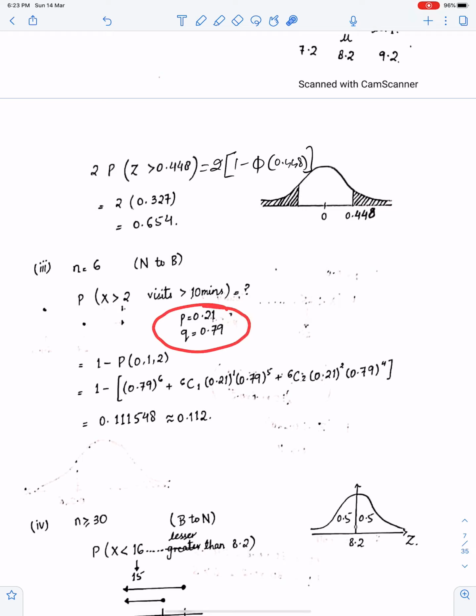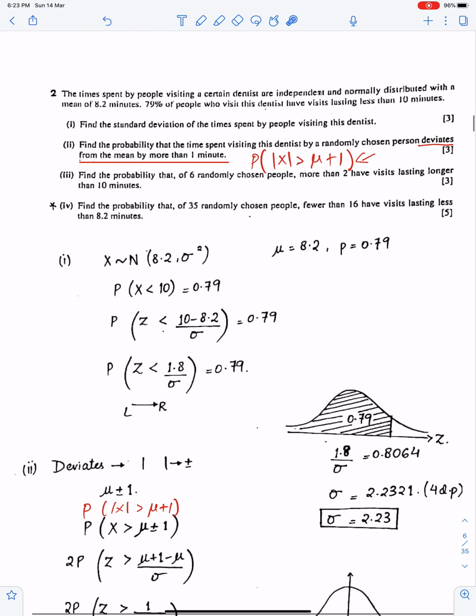So P is 0.21, Q is 0.79. We need more than 2. We all know how to use binomial distribution for this. This is the way to get this probability: 1 minus P(0, 1, 2). That's the final answer. And this is the normal approximation, because n is 35. N greater than or equal to 30 means normal approximation.